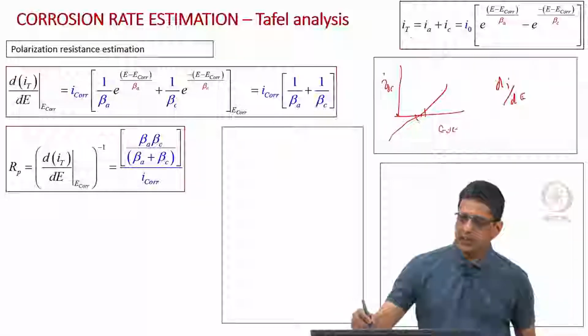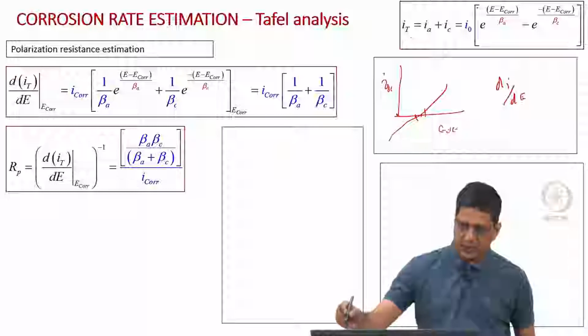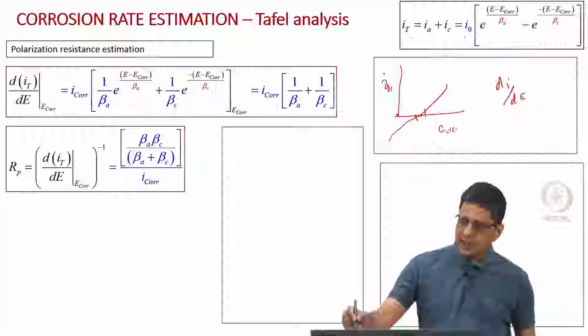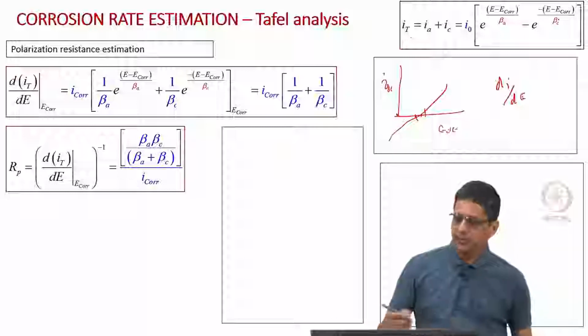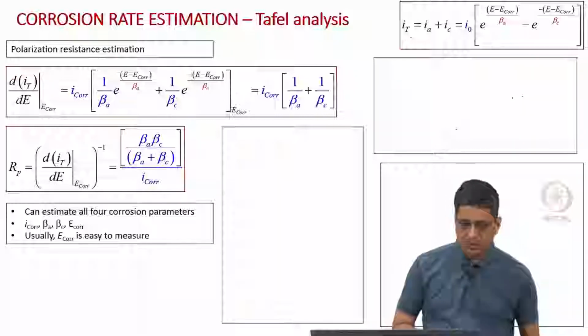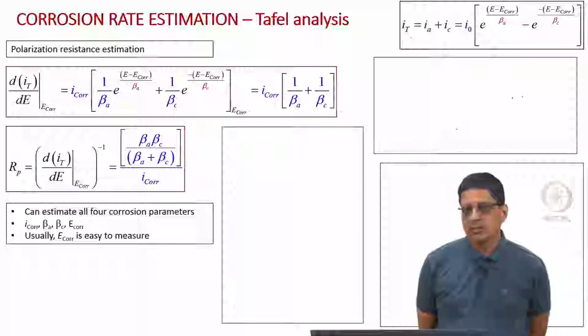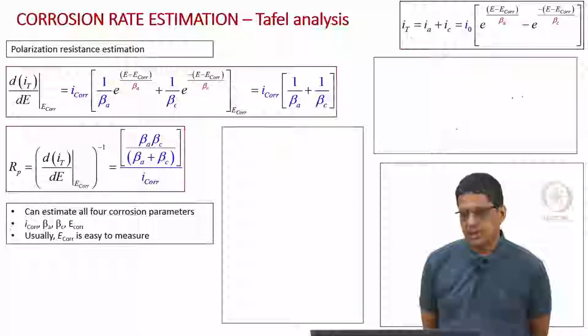Now, if I get I DC versus E DC potentiodynamic polarization curve and fit it to this model, if it fits well, then I can extract the values of I0, beta A, beta C and E corr, and I can estimate the value of polarization resistance. So, using this technique, E corr is easy to measure, but other three parameters can be measured using Tafel extrapolation, potentiodynamic polarization and Tafel extrapolation analysis.